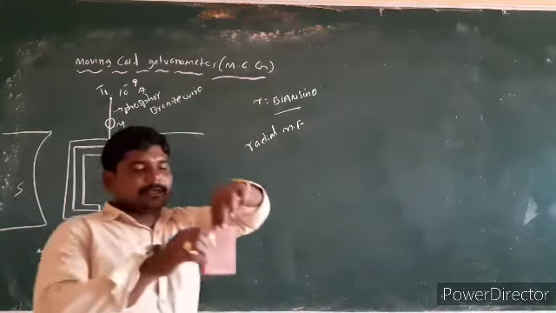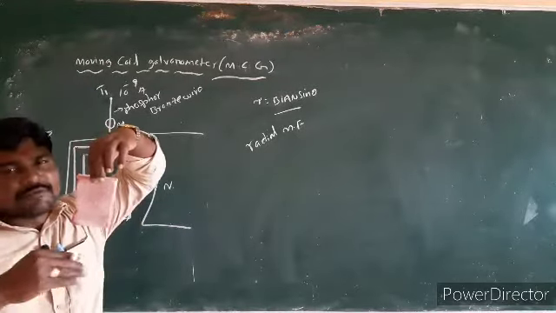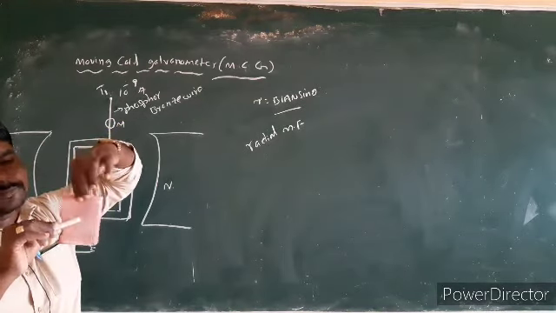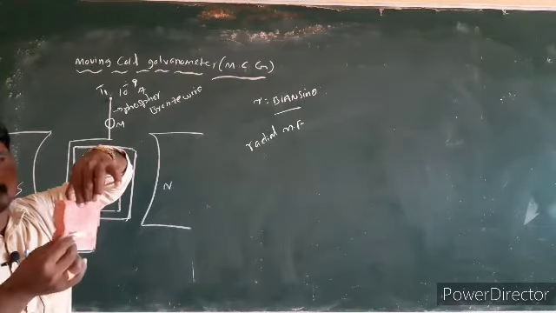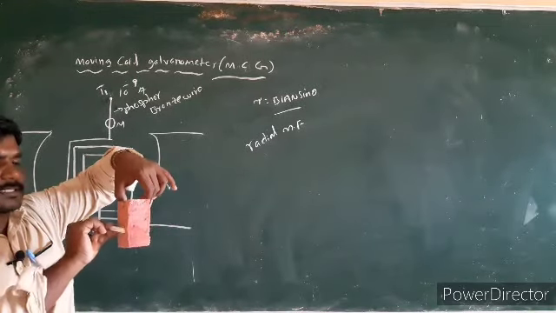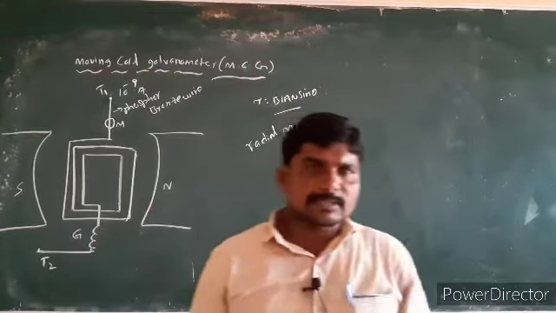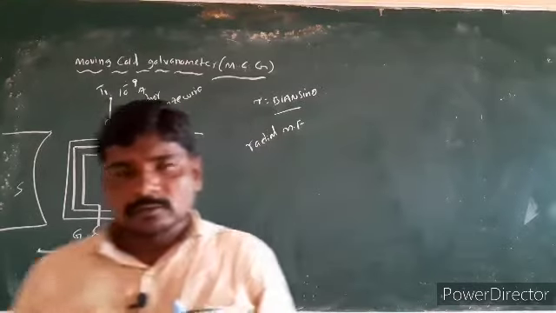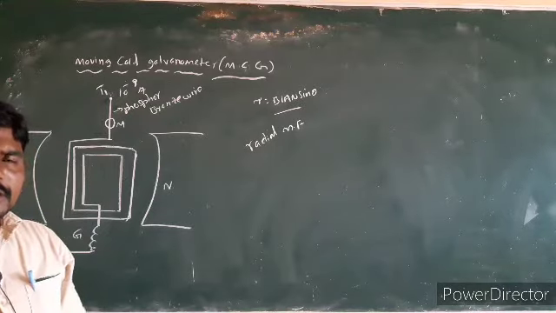This is the coil we suspended in the magnetic field. But the magnetic field is radial. For every position of the coil, the magnetic field lines exist parallel to the plane of the coil. When the magnetic field lines are parallel to the plane of the coil, the maximum amount of torque acts on the coil. Torque means the turning effect of force.